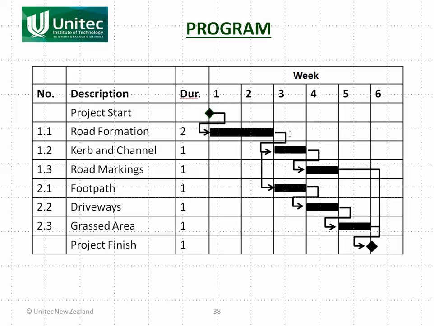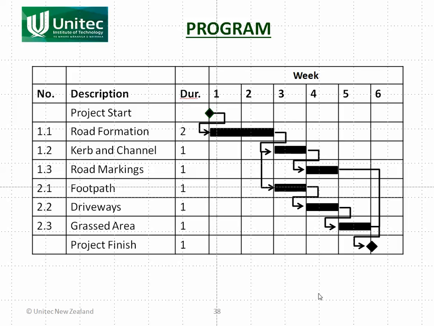Then we've got an arrow here which shows the dependencies. So these arrows show the dependencies. Once project start happens, the road formation starts and lasts for 2 weeks. Once it's finished, the curb and channel can start, lasting 1 week, and the footpath can start, lasting 1 week. So in this way we're showing the extent of the time that each of those activities takes. We're showing the dependency with these arrows.